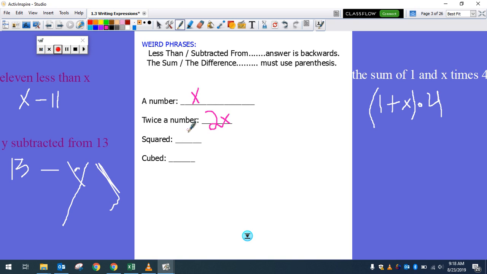Squared means you're going to raise it to the second power. So it could be like X to the second power. Squared means it's a little 2 up top. And cubed means it's a little 3 up top. So like X to the third or Y to the third. Cubed means that exponent is a 3.